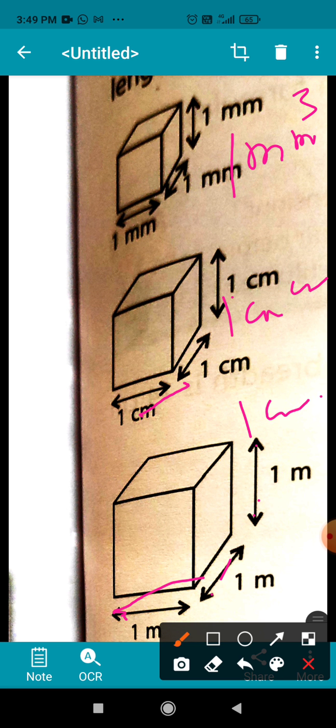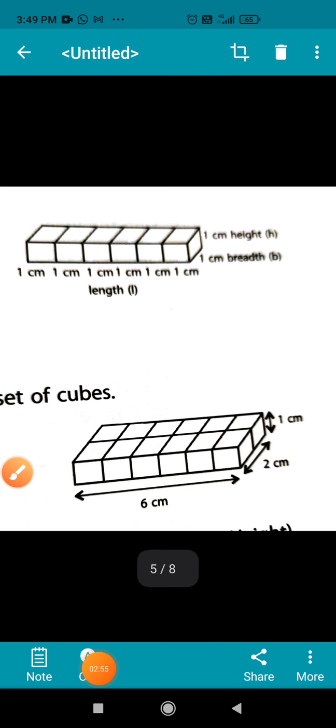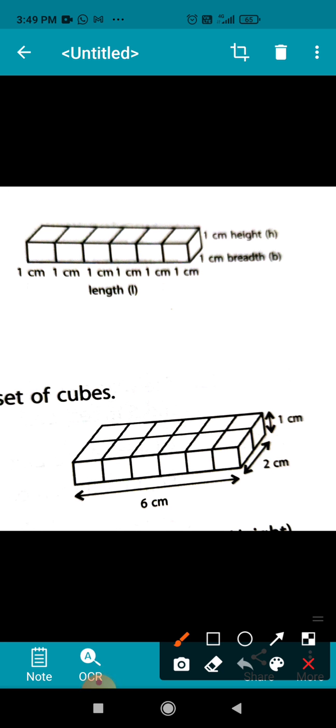Okay. Now children, look at this figure. Here what do you see? Here you see 6 unit cubes joined together. This is the first unit of cube, second unit, third unit, fourth unit, fifth unit and sixth unit. Unit cube means a cube in which length, breadth and height are equal to 1. So the volume of that particular cube will be 1 unit cube, right?